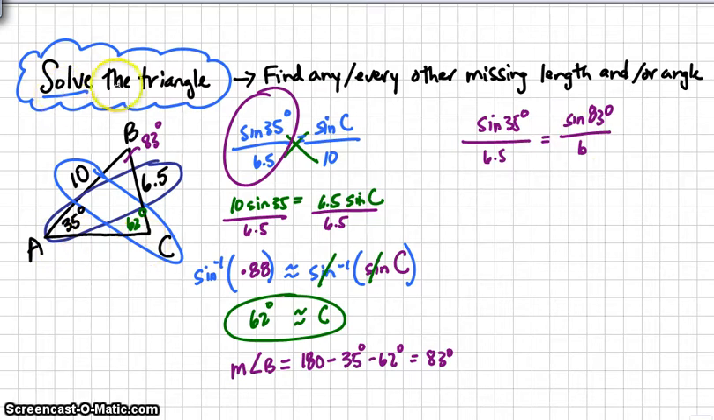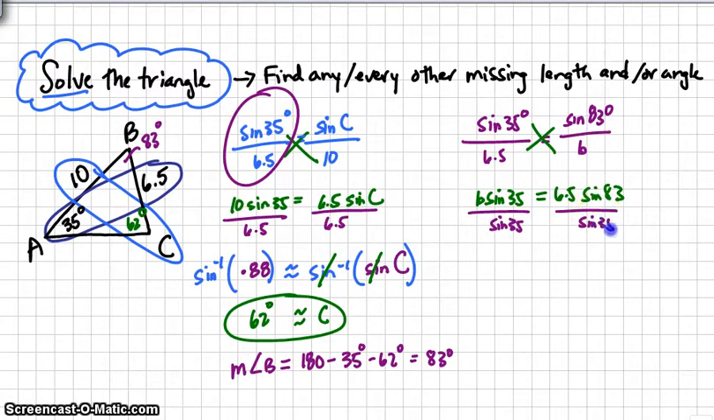Remember, we're still trying to solve the triangle. We're trying to find everything else that's missing. So I'm going to cross multiply here. So I get b sine 35 equals 6.5 sine 83. Trying to get the b alone, so I'm simply going to divide by sine 35 on both sides. Again, you'll simply type all of this in on your calculator. On this side, we'll get what the b value is, and we should get the number about 11.2.